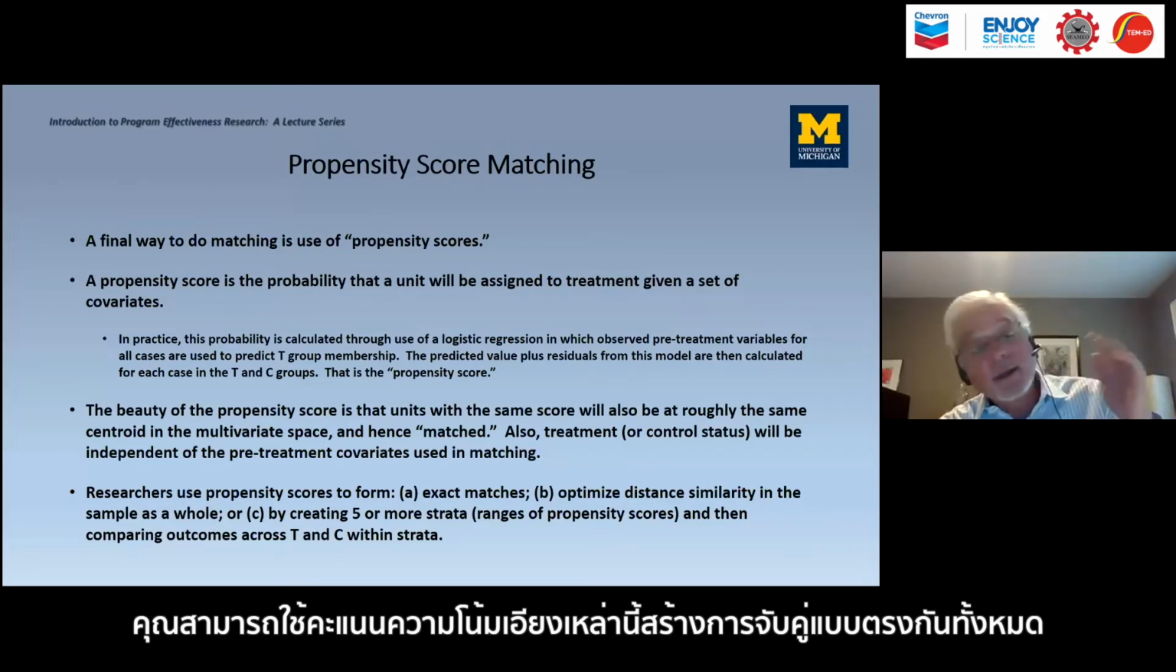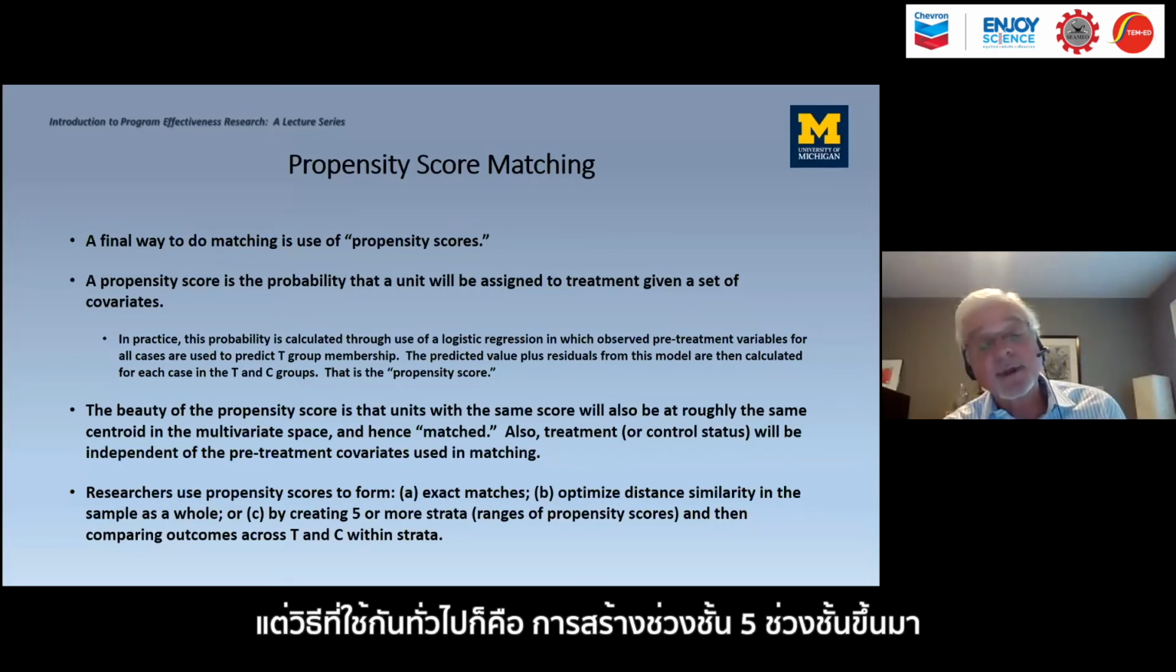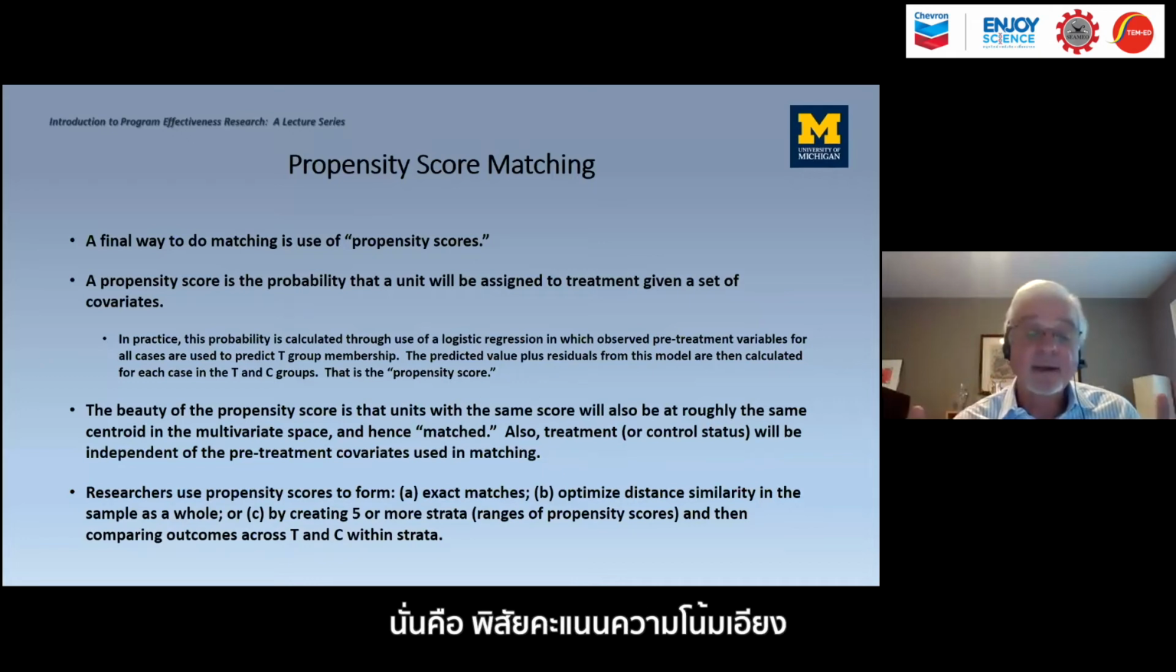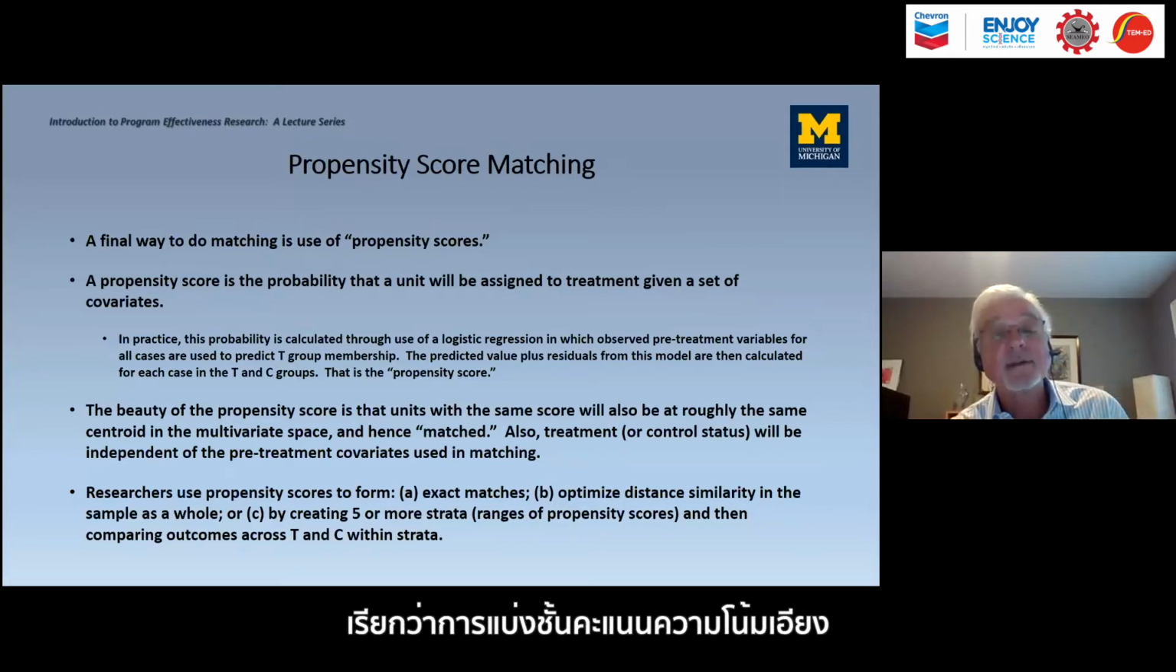And so again, you can use these propensity scores to form exact matches, or you can use optimal matching, but a very common procedure is to create 5 or more strata, that is ranges of propensity scores, and then compare outcomes within these strata. That's called propensity score stratification.